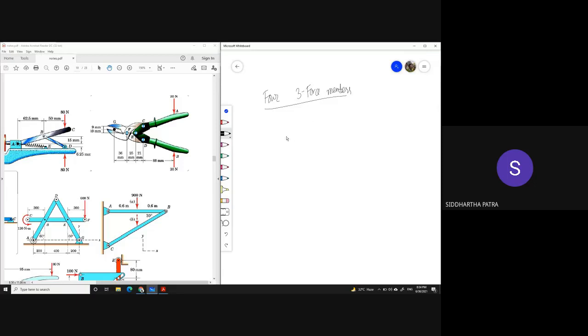And these are the members: G, F, D, then G, F, C. G is where the wire is being cut. Number 3, E, C.